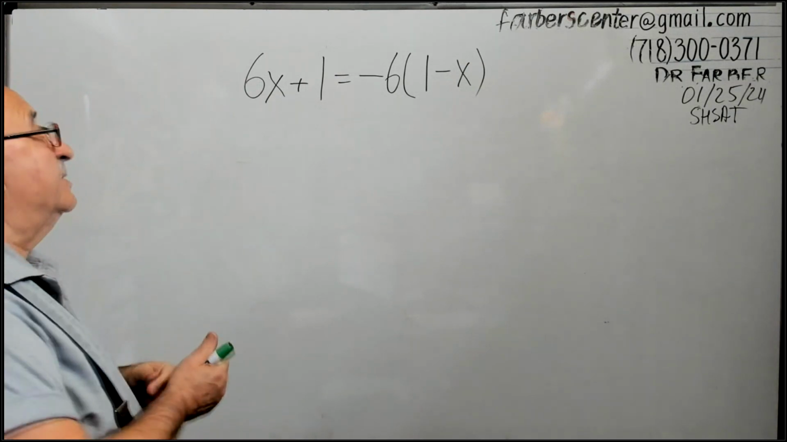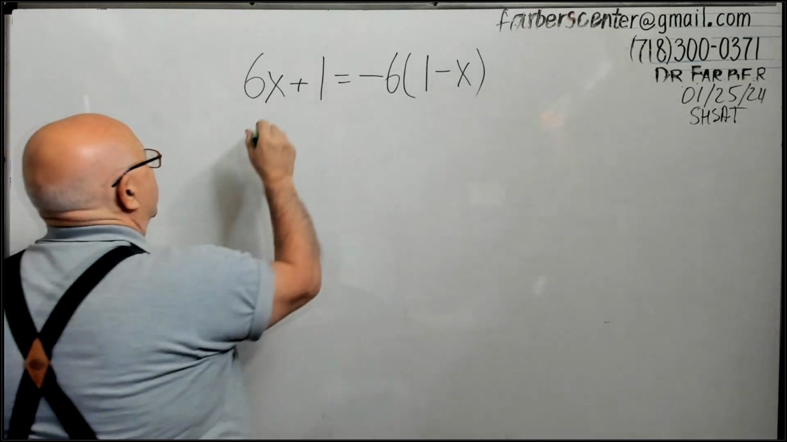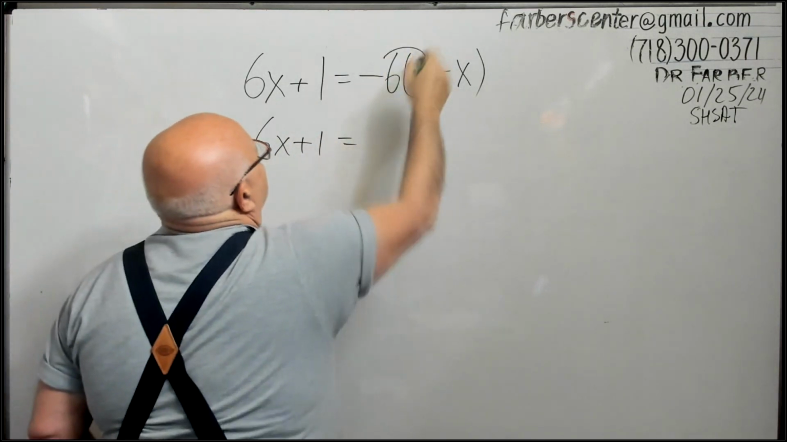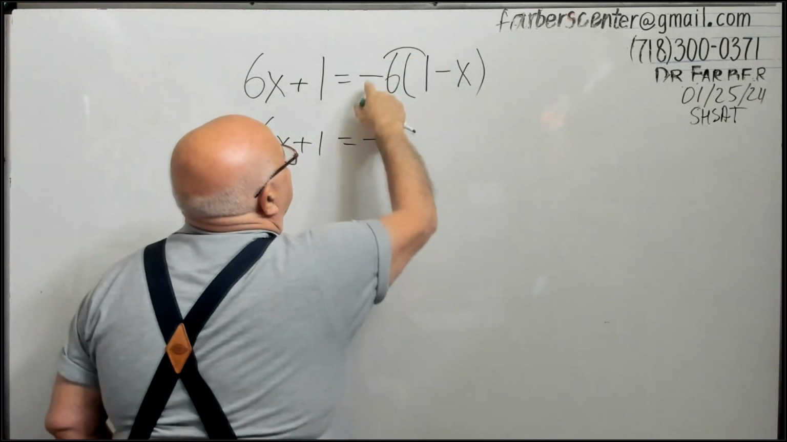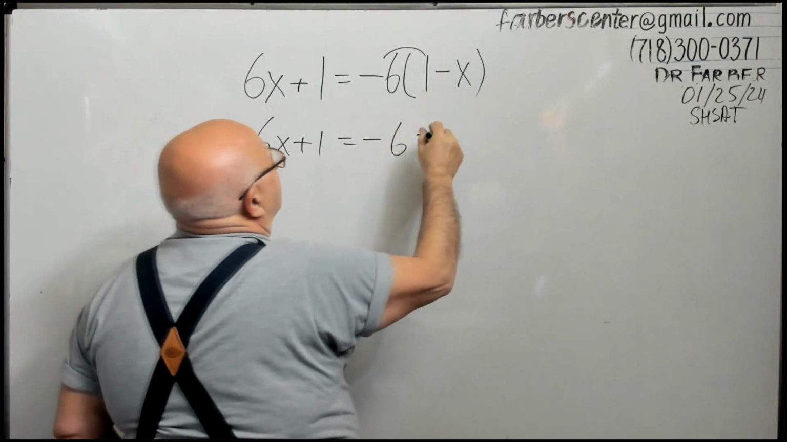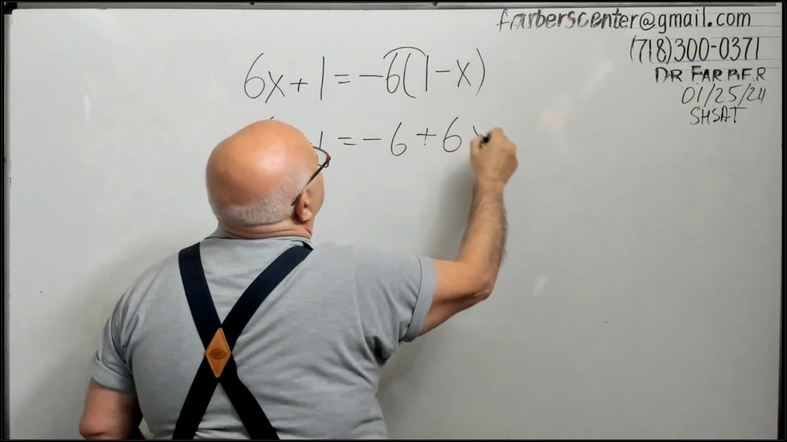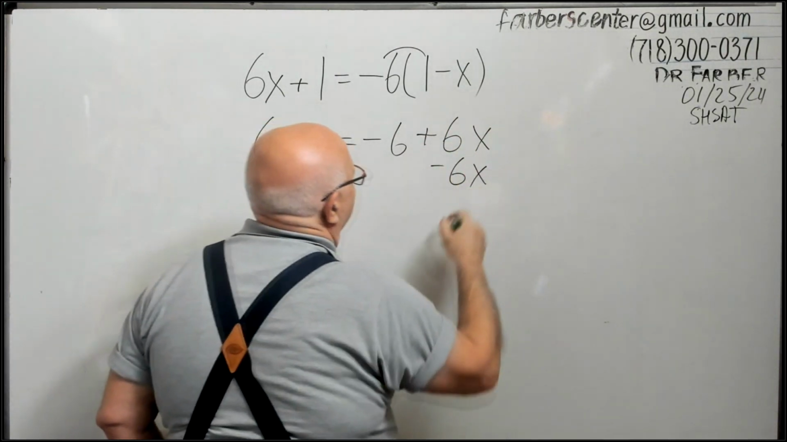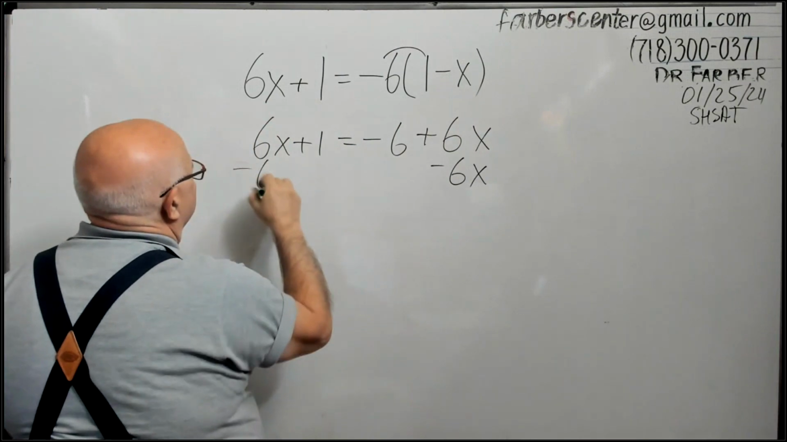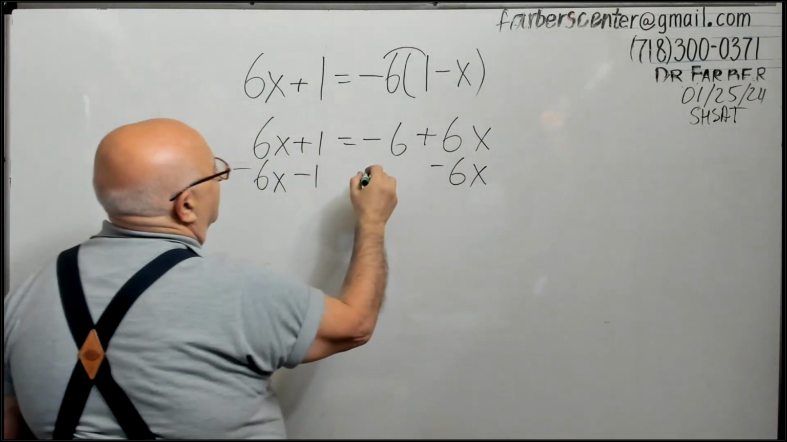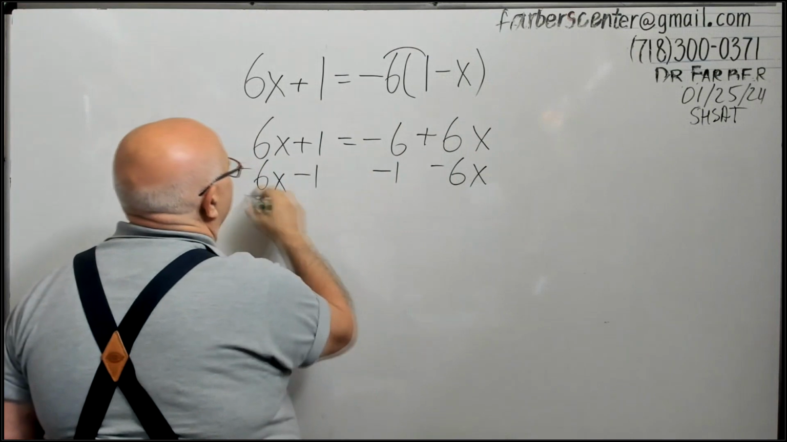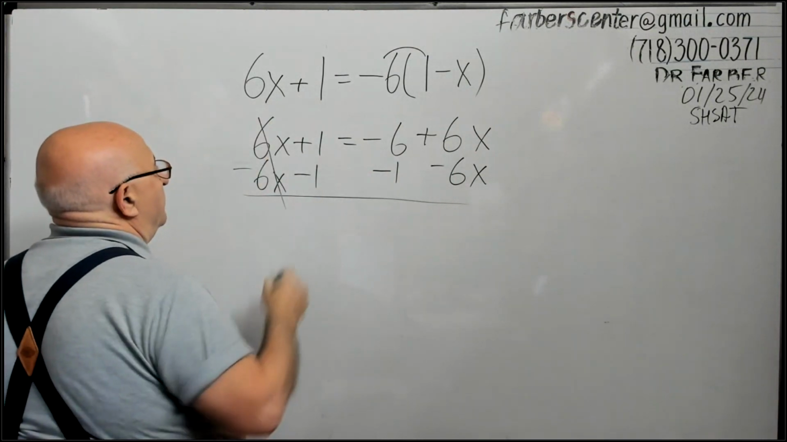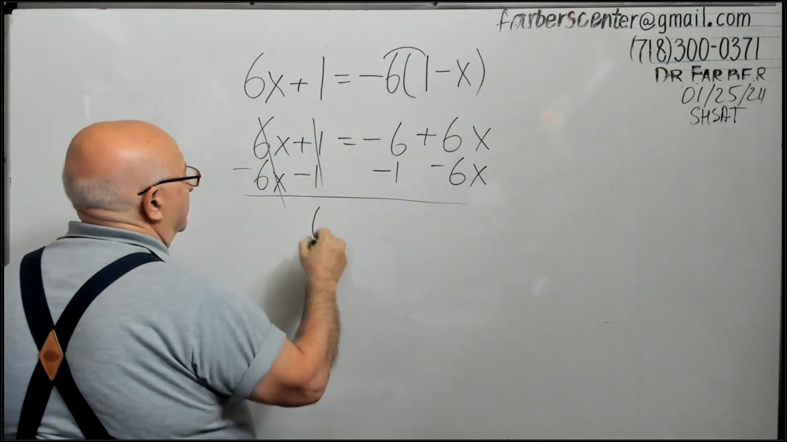Okay, look at this. 6x plus 1 equals negative 6 minus 1 give you plus 6. Minus 6x. I want to separate variables like we did. Minus 6x. Minus 1 and minus 1. 6x minus 6 cancel out. 1 minus 1 cancel out. We have 0 here.